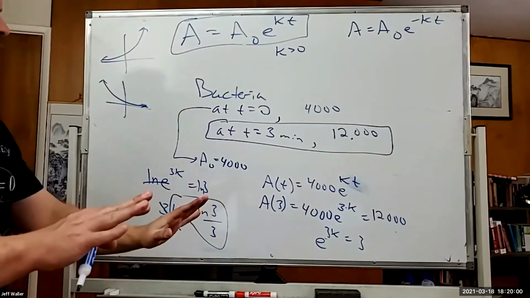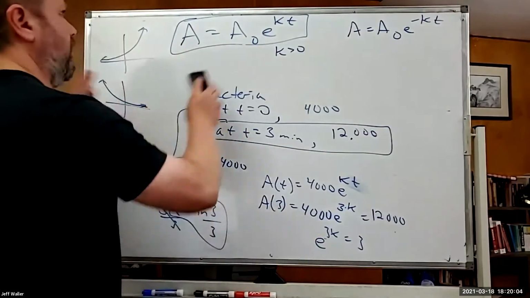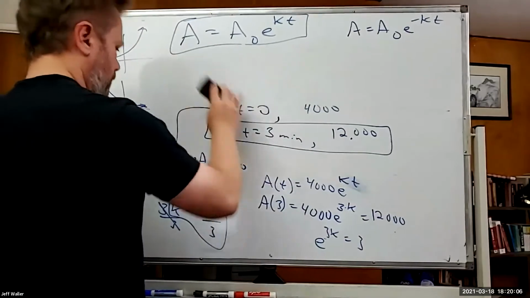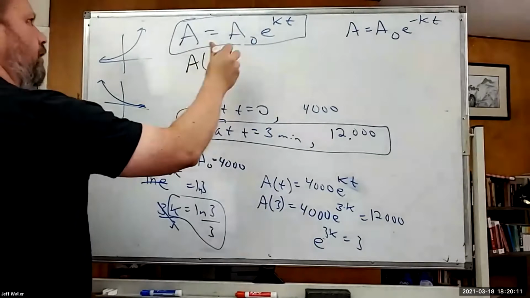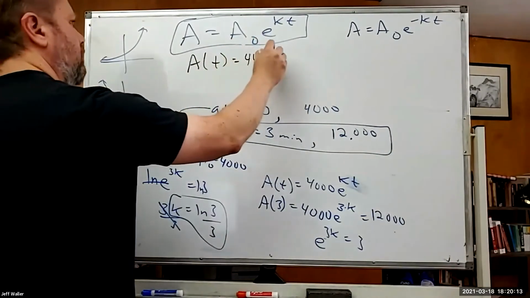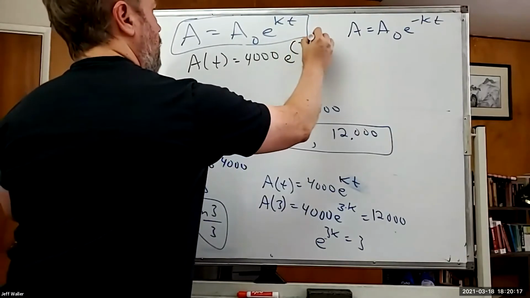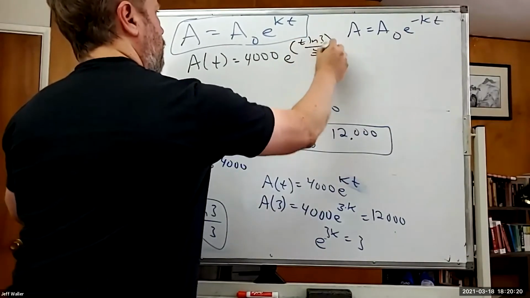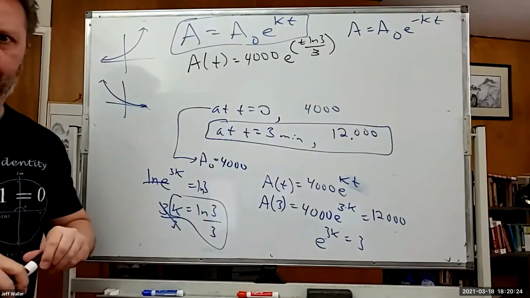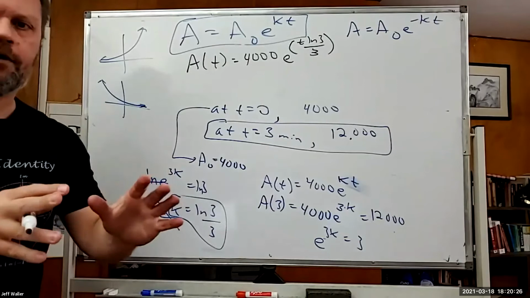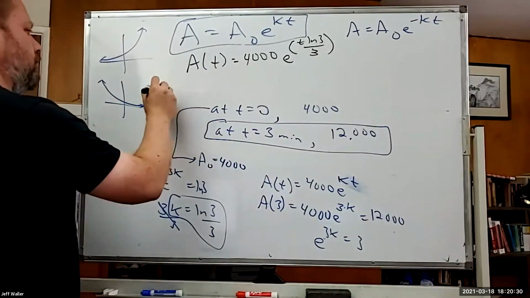Now, what does this formula look like now? I've got all my parts that I know now. The amount of bacteria at a certain time is 4,000 e to the t ln 3 divided by 3. So how much bacteria will there be after 2 hours?